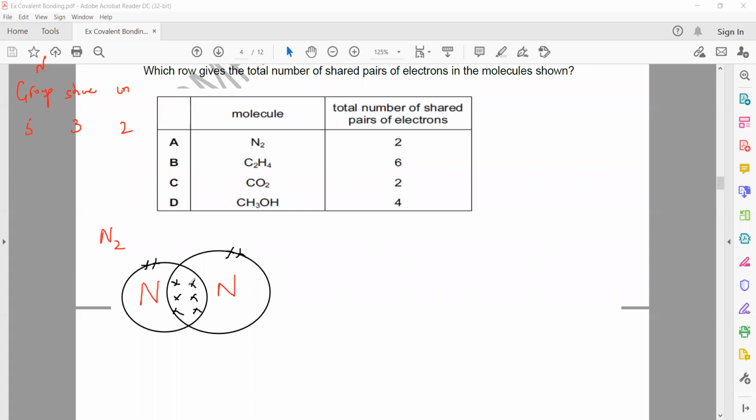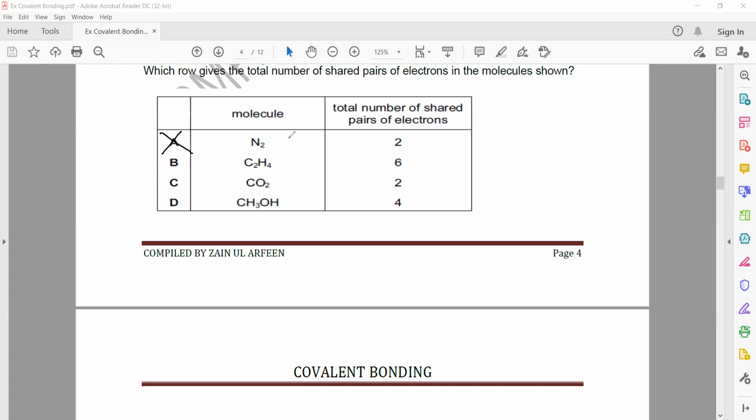So how many shared electrons are there in N2? 1, 2, 3, 4, 5, 6. So there are 6 electrons, and the total number of shared pairs of electrons is 3, because 2 electrons means 1 pair. So there are 3 pairs of electrons, but here in the option it is written 2. So it cannot be A.